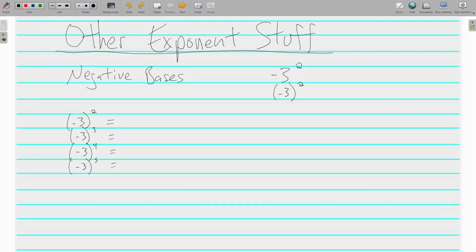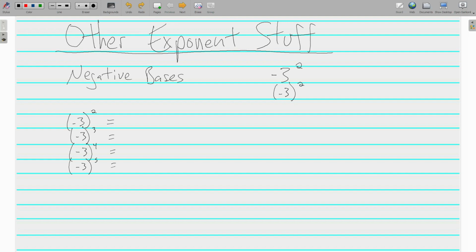Welcome back. This is Mr. Tipton, and today we are looking at some other exponent stuff. There's just a few odds and ends exponent things we want to cover so that we can understand how to work these exponents a little better, and we're just going to go through a few of those right now. We're going to start with exponents with negative bases.